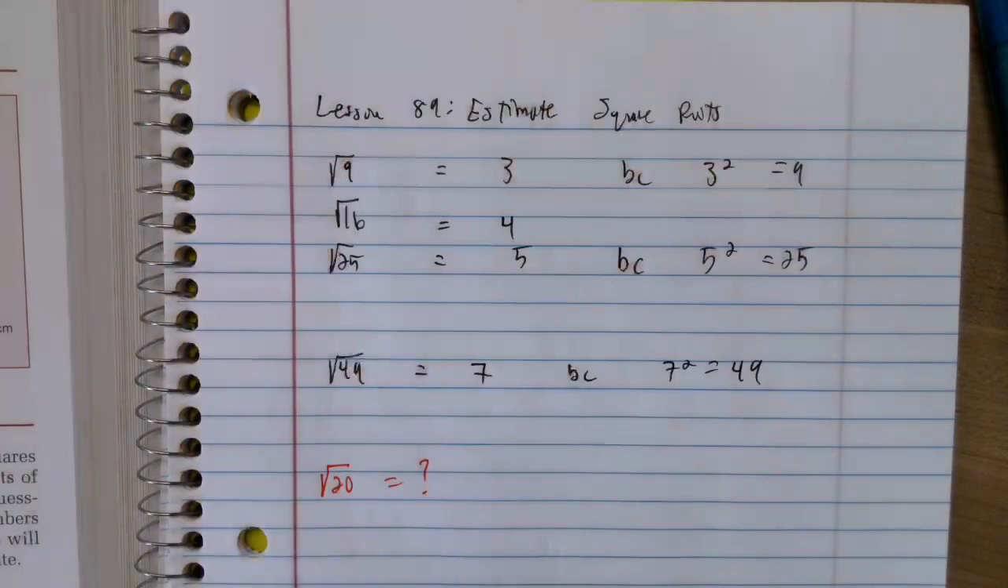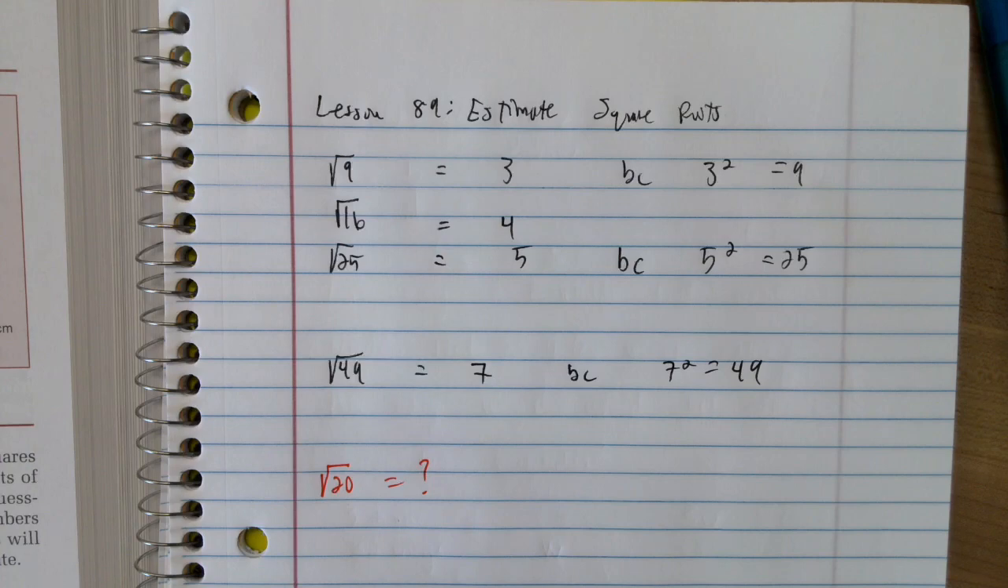We can only do some square roots rationally, as in they have an answer that's a whole number. 1, 4, 9, 16, 25, 36, 49. Who can continue that? 64, 81, 100, 121, and then 144.